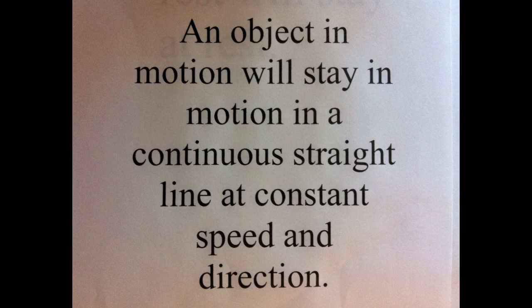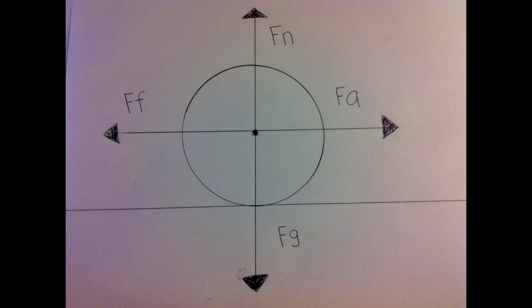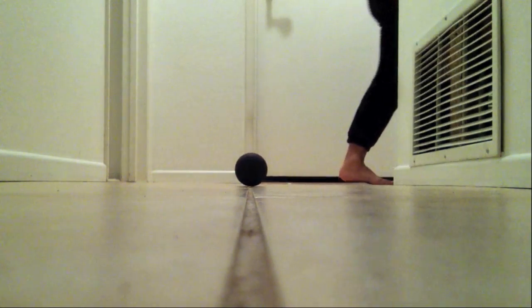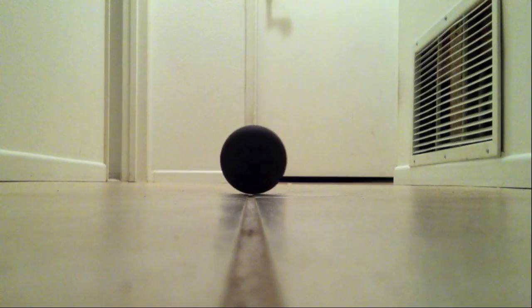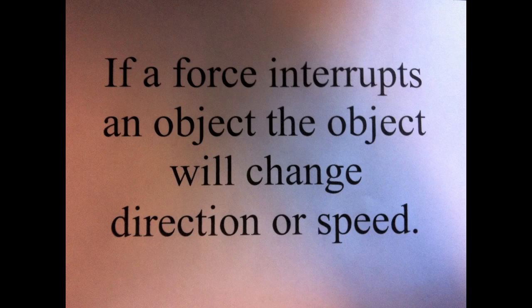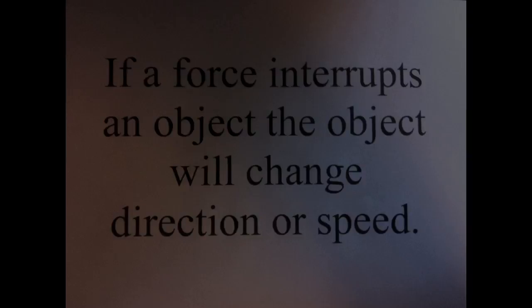An object in motion will stay in motion in a continuous straight line at constant speed and direction. Here's a free body diagram with the applied force acting equally to the left and right and with the normal force balanced by gravity. Because there is an applied force, this ball is moving in a continuous straight line at constant speed and direction. If a force interrupts an object, the object will change direction or speed.